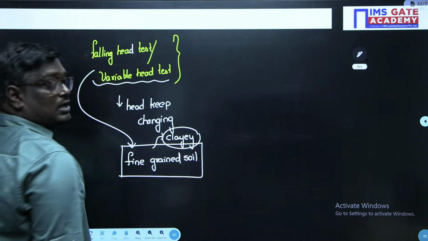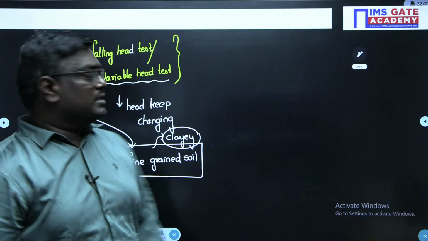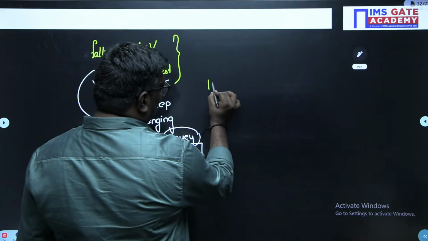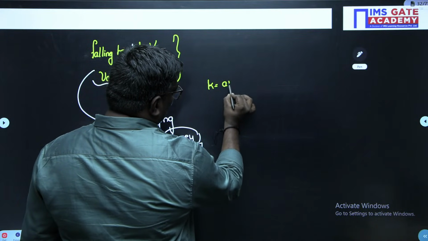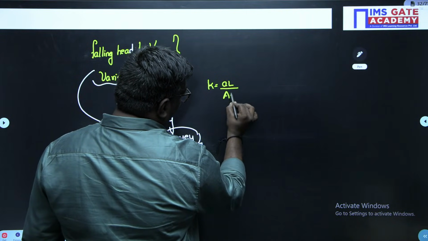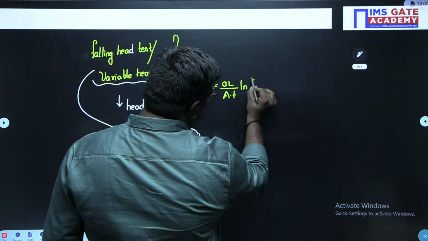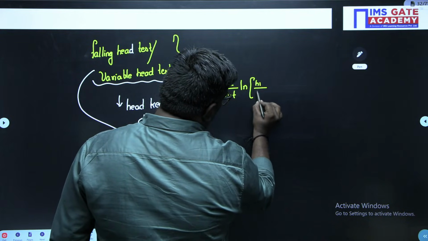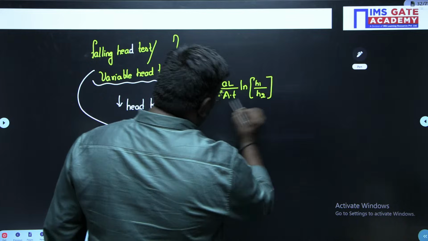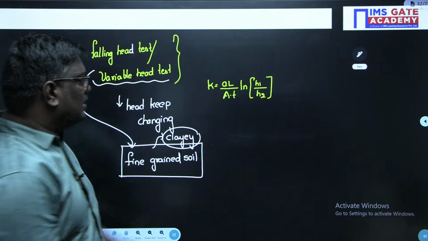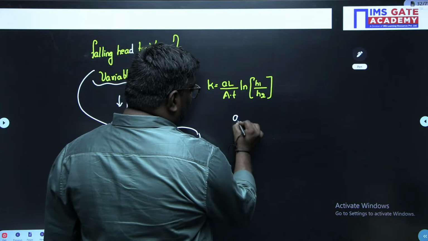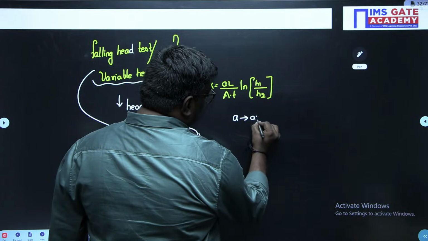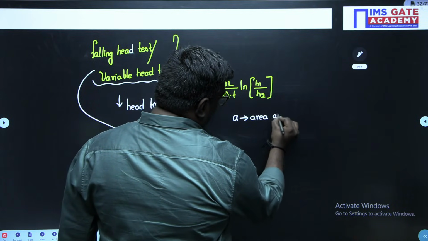If you see the variable head test, it is given by the formula K is equal to (a L) by (A T) into ln of (H1 by H2). Here, what is a? Small a is the area of the standpipe.